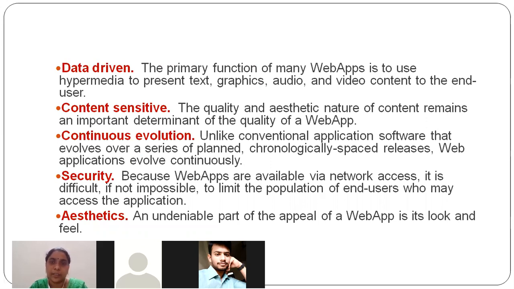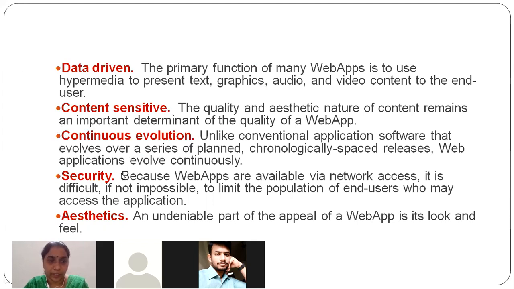So in your web page, all this content, this data, is embedded in the website. That is the feature called data driven. And next is content sensitive. The quality of the websites, the look and feel, the beautiful look of websites always attracts us. So that is the feature called content sensitive. And next we saw continuous evolution. Most web applications evolve continuously, in the sense that new features are added to the application most of the time. That is what we call continuous evolution.